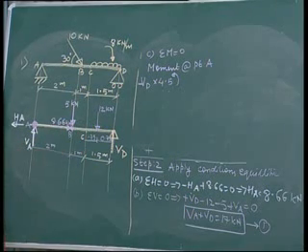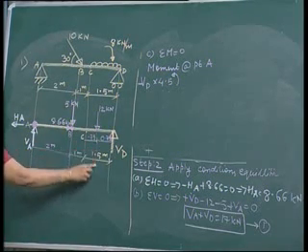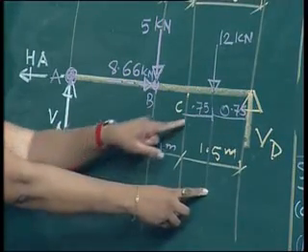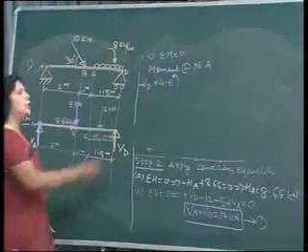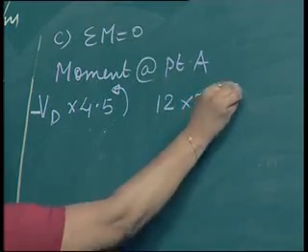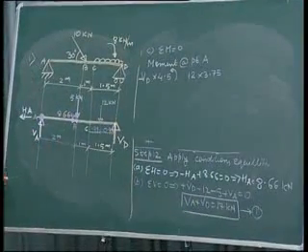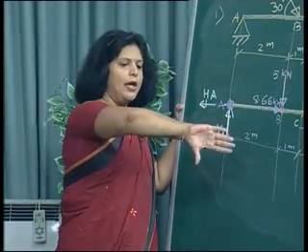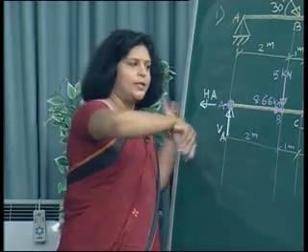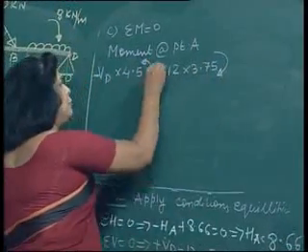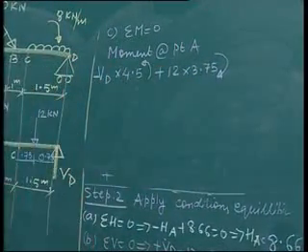Second is 12 kilonewton. What is the distance up to point A? 2, 3 and 0.75. So 12 into 3.75. Now again, to know the direction, we will use our right hand thumb rule. Force is in the downward direction, so right thumb is showing downward and fingers are showing in the clockwise direction. So moment will be clockwise, and clockwise is taken as plus, so positive.